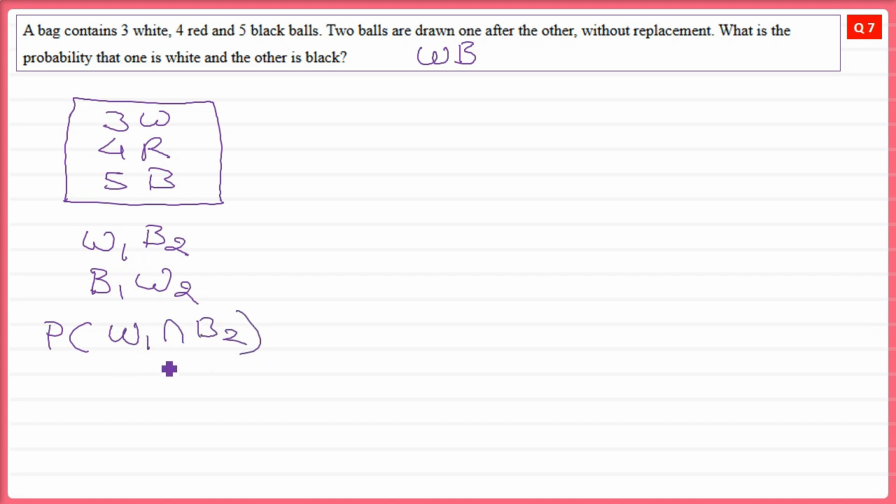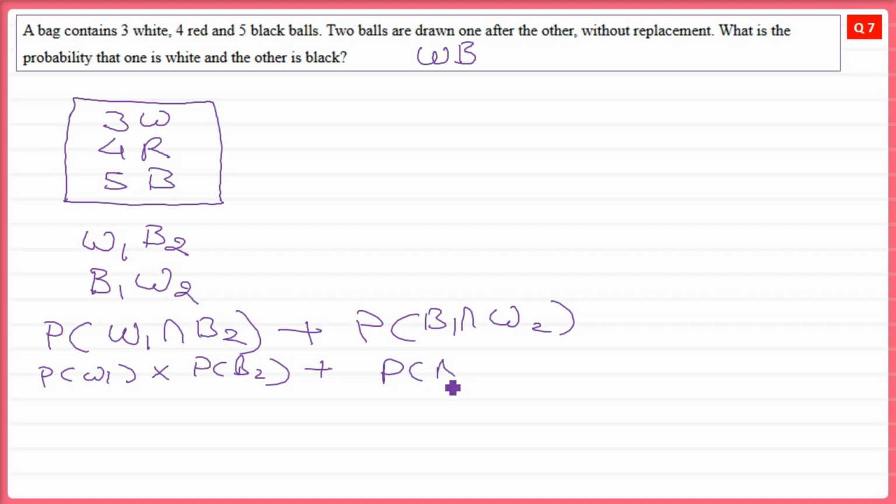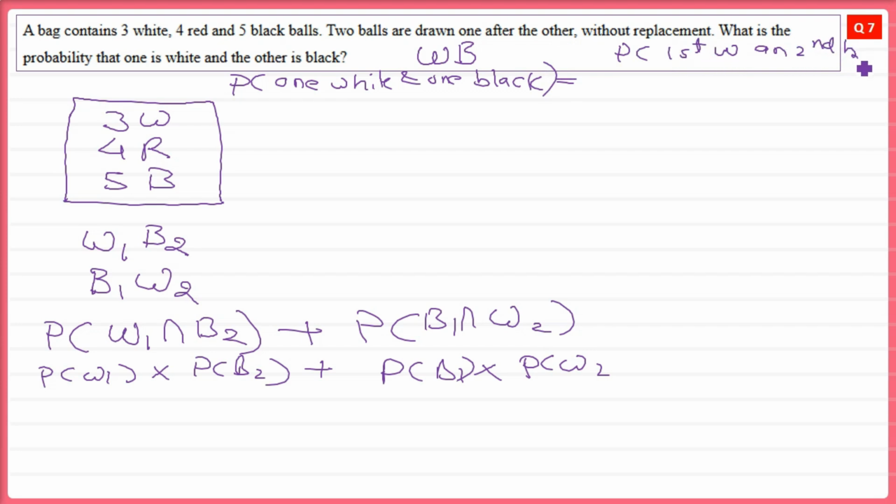This has to go hand in hand, plus the probability of B1, that is, the black should come first and white should come in the second drawing. And since these two are independent events, this can be written as P(W1) multiplied by P(B2), and this as P(B1) multiplied by P(W2). Now, what in words are we going to write? P, that is probability of 1 white and 1 black, will be the probability of first white and second black plus the probability of first black and second white. So the expression I have written is exactly what I have written in words.